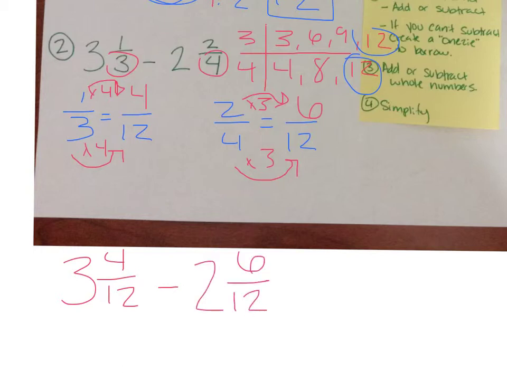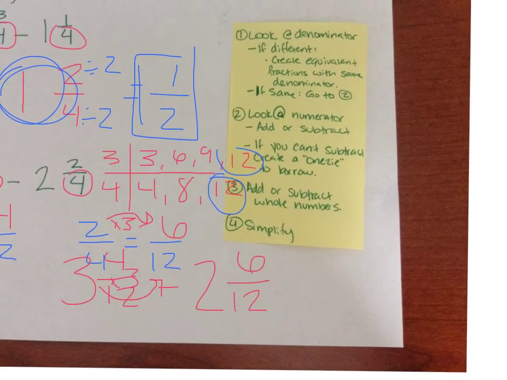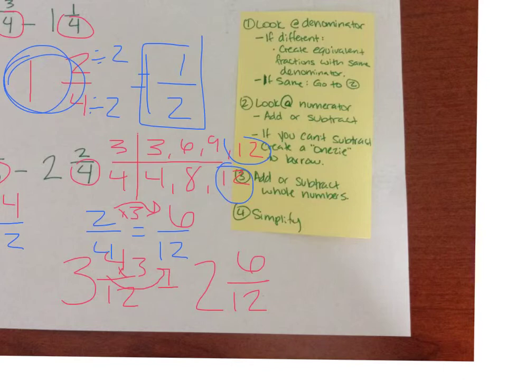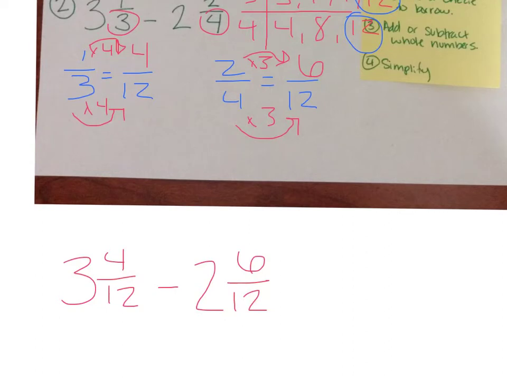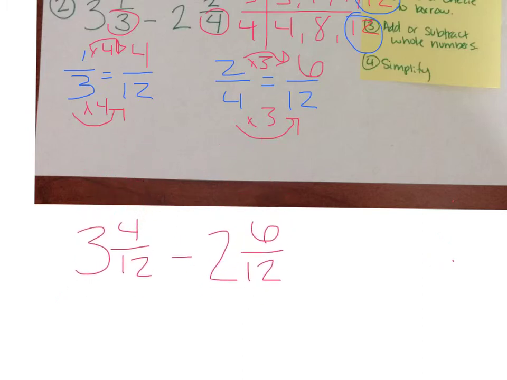Okay, well now we have a problem. Do we see the problem? Looking back up at our steps, if we can't subtract, we have to create a onesie. We cannot subtract 6 from 4. We cannot say 4 minus 6. Okay, so now here's where we have to create the onesie. Here's the tricky part.